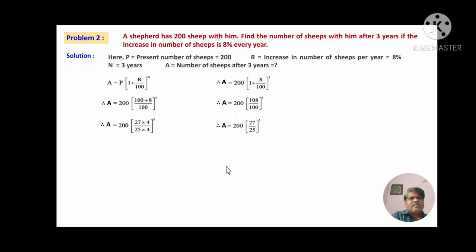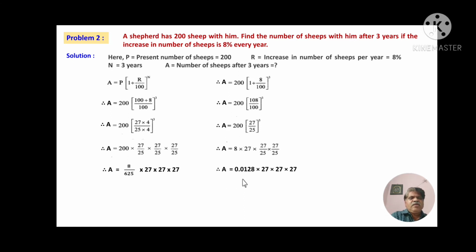Here 4 gets cancelled. So friends, the next step will be 200 into 27 upon 25 into 27 upon 25 into 27 upon 25. We'll simplify this one. After that we are getting 8 into 27 into 27 upon 25 into 27 upon 25. Therefore, A is equal to 8 upon 625 into 27 into 27 into 27. Therefore, A is equal to 8 divided by 625, you are getting 0.0128 into 27 into 27 into 27.